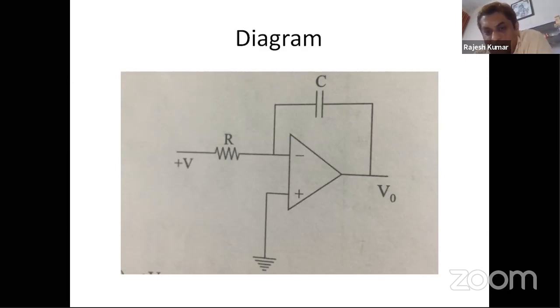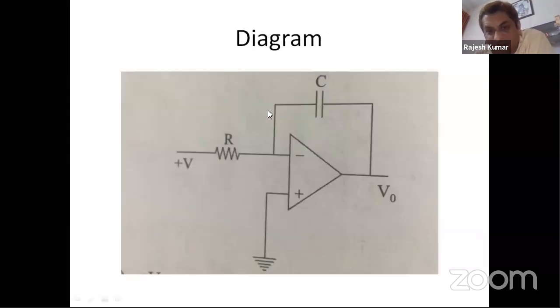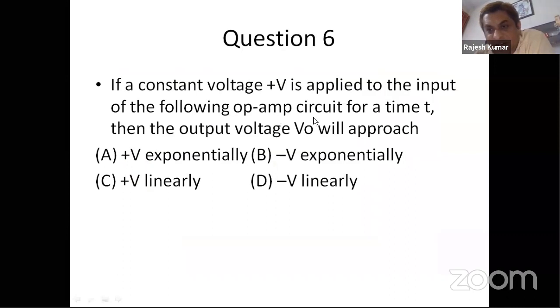Now the options are like this. The output voltage will approach plus V exponentially, minus V exponentially, plus V linearly, or minus V linearly. The answer is D. The answer will be D here, but I will tell you how I get D.